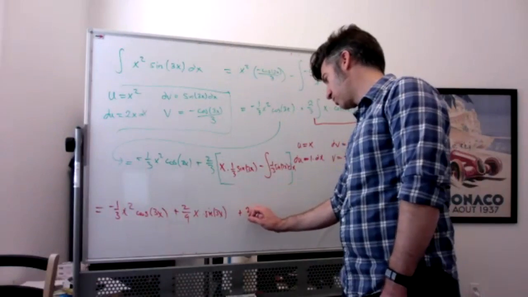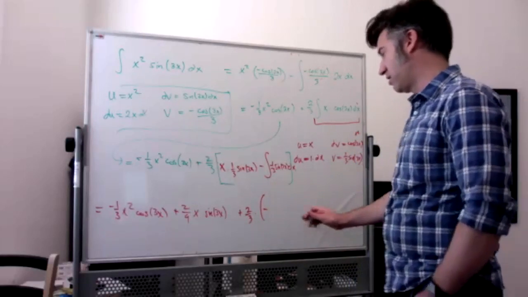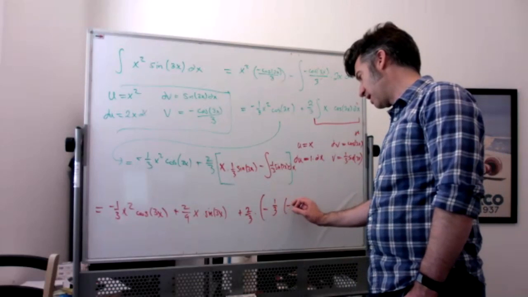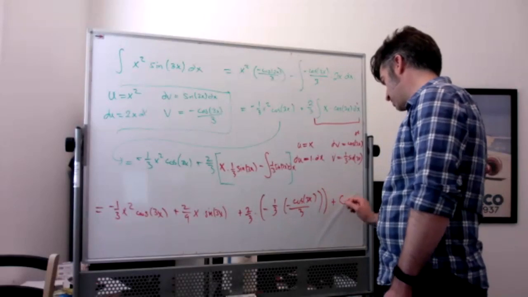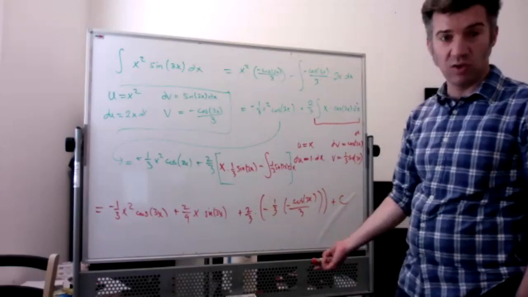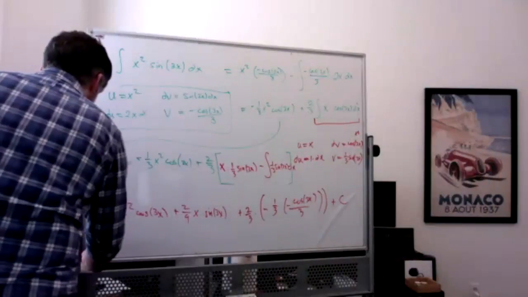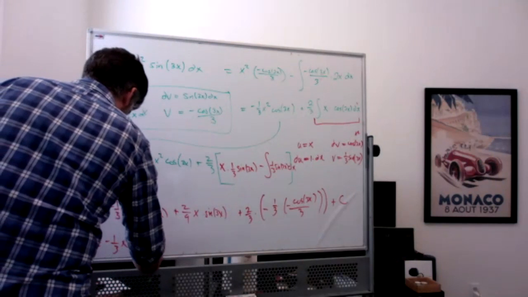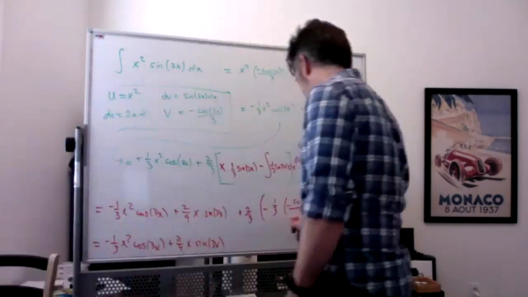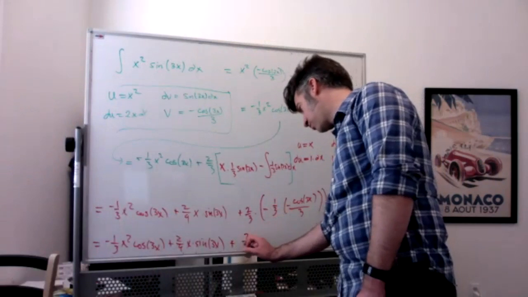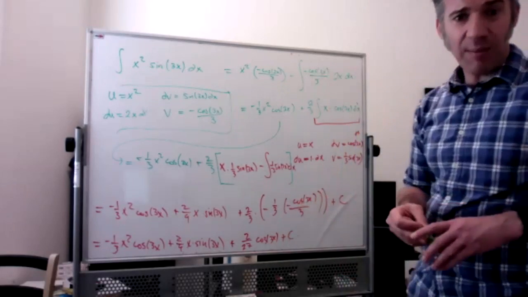So we're going to get plus 2/3 times the negative integral of this. The antiderivative of 1/3 sine of 3x is 1/3 negative cosine of 3x, plus c. And then this part here you should simplify as 2/27. I don't want to write it all again, but I guess I will. This is negative 1/3 x squared cosine of 3x plus 2/9 x times sine of 3x, minus and minus is plus 2 on the top, 27 on the bottom, cosine of 3x. Not particularly fun.